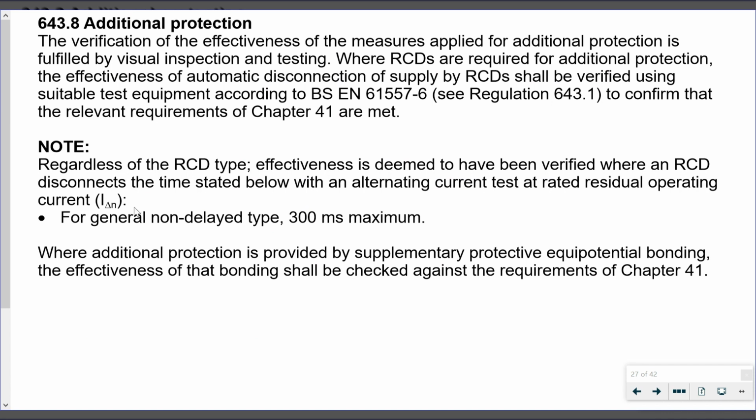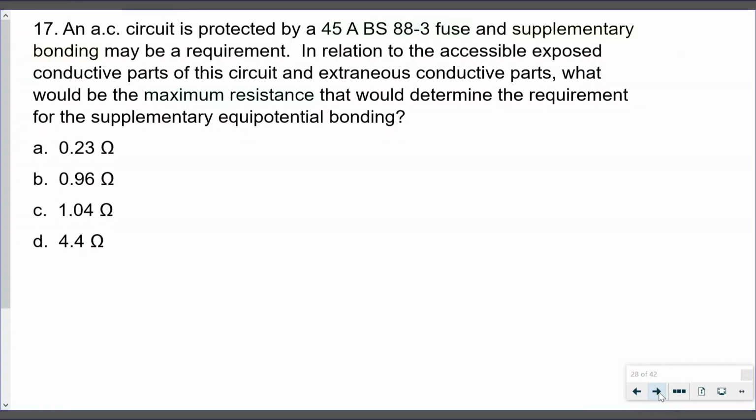But in the note there, you'll see we have, regardless of the RCD type, effectiveness is deemed to have been verified where an RCD disconnects in the time stated below with an alternating current. So that's on the AC setting, test at a rated residual operating current of I delta N. So if it's additional protection, then it maxes out at 30 milliamps. So tested at 30 milliamps, and it's got to trip out within 300 milliseconds. Okay. That's all the threes.